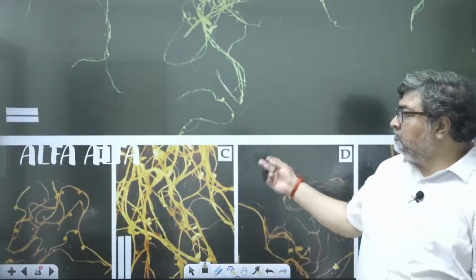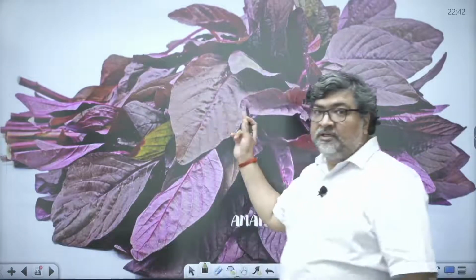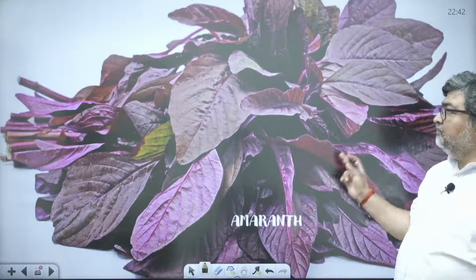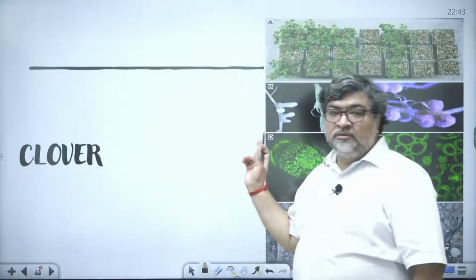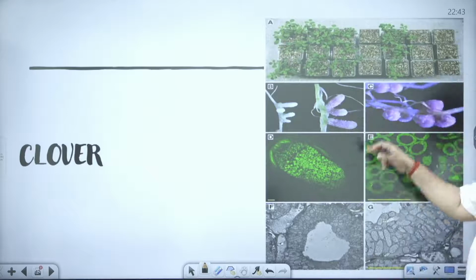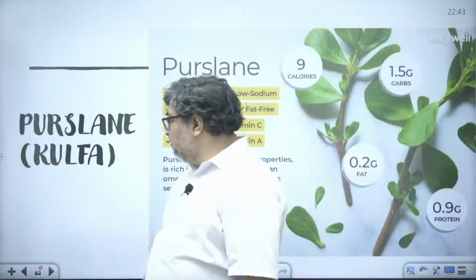this is the root nodule where the bacteria is found, right? Then you can see here, this is amaranth, which we use as a roughage in vegetables. Then coming to chickpea, this is a leguminous variety. It contains rhizobium bacteria. Then coming to clover, again you find the root nodule contains the bacteria, so it is a leguminous type of plant.